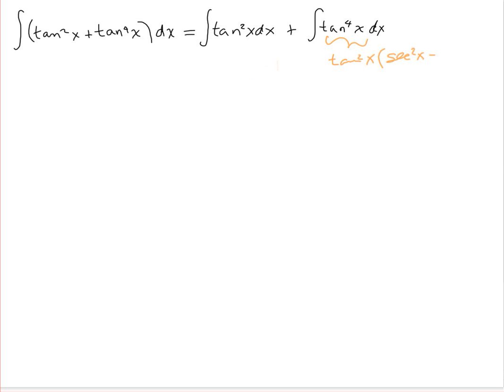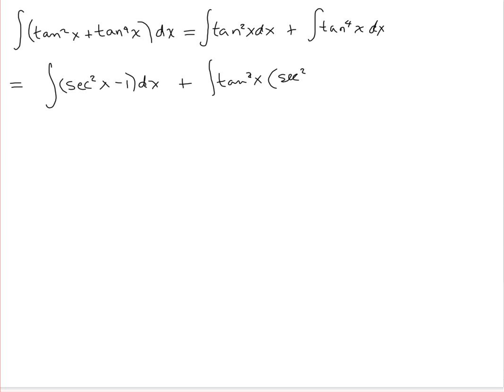So let's do that. Let's get back to our pencil. So I'm going to write this then as the integral of secant squared of x minus 1 dx plus the integral of tangent squared of x, that's a squared, times secant squared of x minus 1 dx.